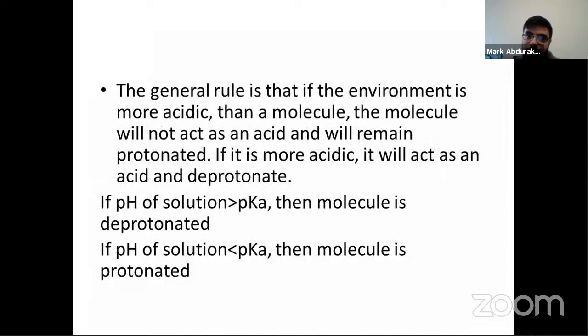So the general rule is that if the environment is more acidic than a molecule, the molecule will not act as an acid and it will remain protonated. If it is more acidic than the environment, it will act as an acid and deprotonate. So if the pH of a solution is greater than the pKa, then the molecule is deprotonated. What that means is if the pH is greater than the pKa, the molecule is more acidic than the environment, and so it will give up its proton. If instead the pH is lower than the pKa, it means the environment is more acidic than the molecule and it will remain protonated, okay?